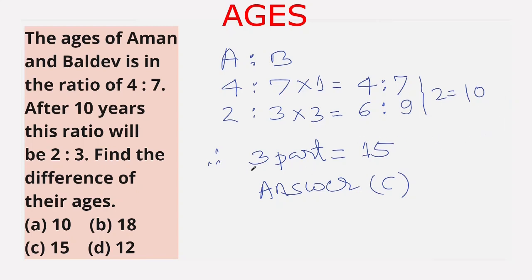Therefore, the age difference between Aman and Baldev is between 4 and 7, which has the difference 3. So 3 parts equal 15, as 1 part was equal to 5. This way the age difference between Aman and Baldev comes out to be 15 years. And from the given options, our answer is option C. We go to the next question.